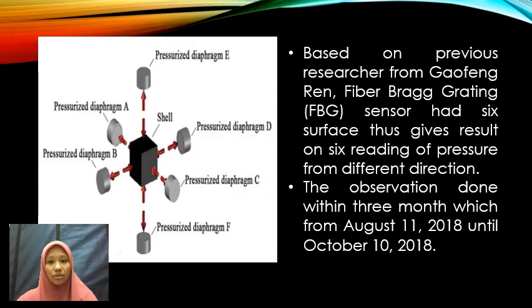Okay, based on the previous researcher from Kaohsiung, the fiber Bragg grating sensor had 6 surfaces. This gave results of 6 readings of pressure from different directions. The observation was done within 3 months, from 11 August 2018 until 10 October 2018.